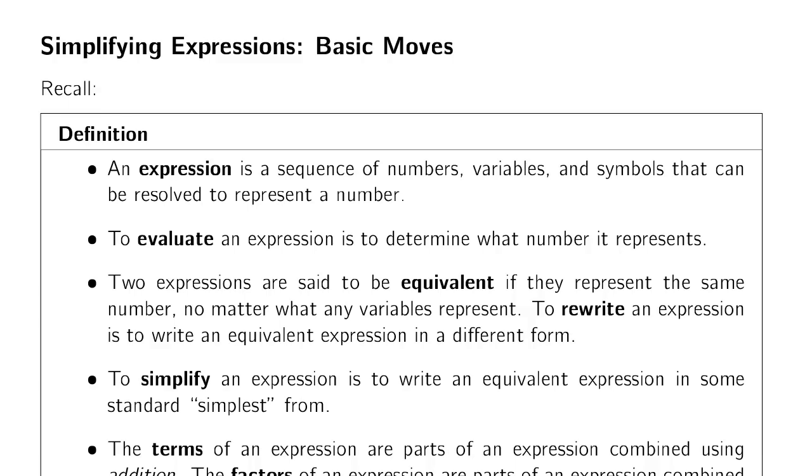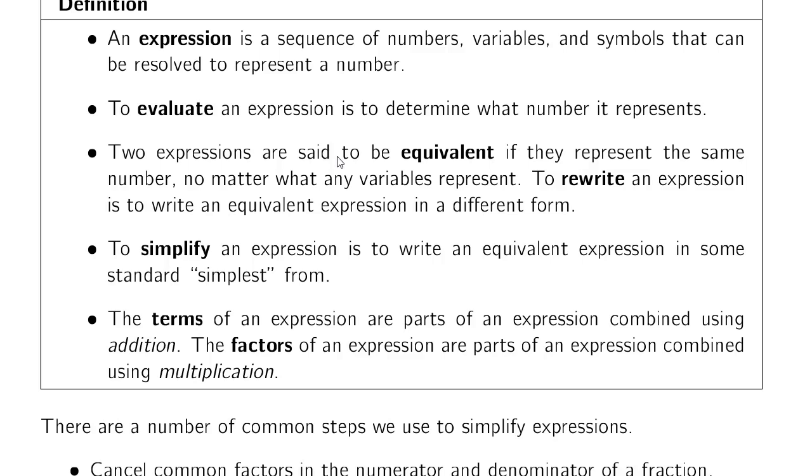Throughout this course, we're going to be meeting new kinds of expressions, and one of the things we're going to say is, what is the simplest form of an expression of this kind? When we talk about the way that we manipulate expressions, sometimes we need names for the parts of the expression. The terms of an expression are the parts combined using addition. The factors are the parts combined using multiplication. So if two pieces are multiplied together to get our expression, those are factors. If two pieces are added together, those are terms.